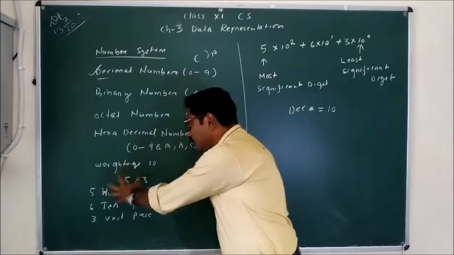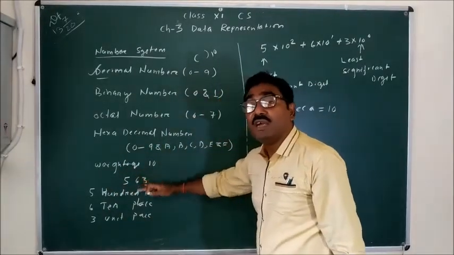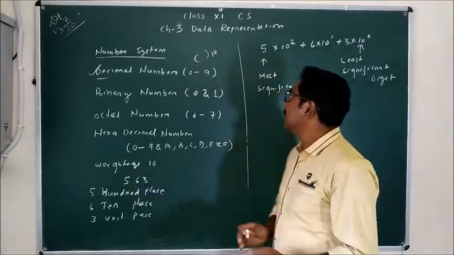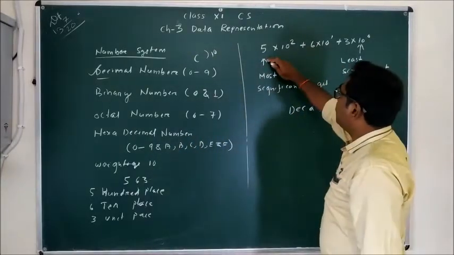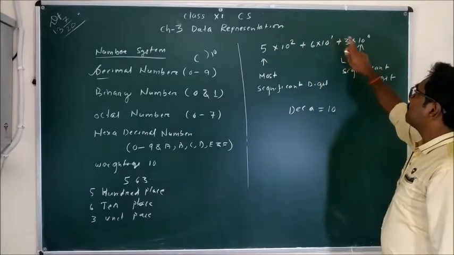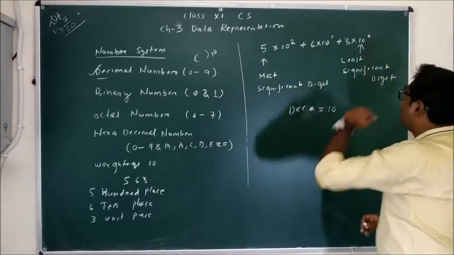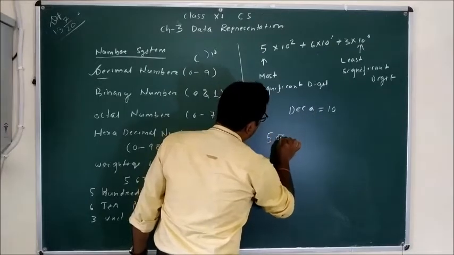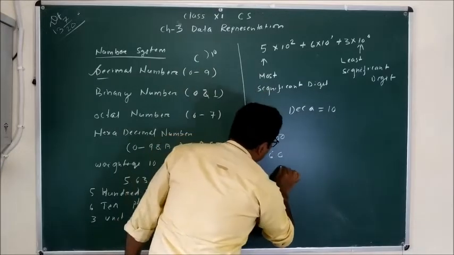So each of these 3 different digits has its own weight of 10. Own weight of 10 in the sense we can represent the number like this, that is 5 into 10 to the power 2, 6 into 10 to the power 1, and 3 into 10 to the power 0. So if I write this number like this, then what we get is 500, then 60, then 3.